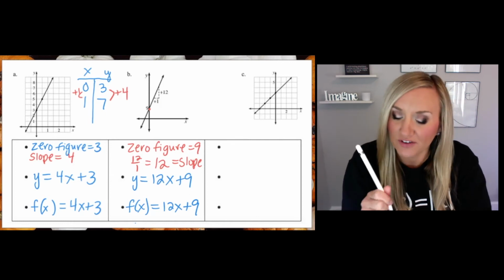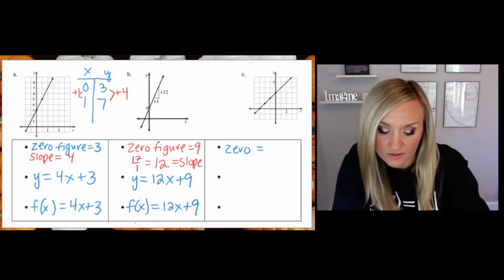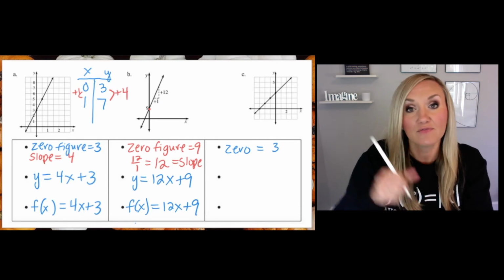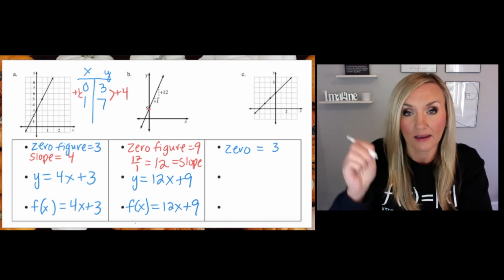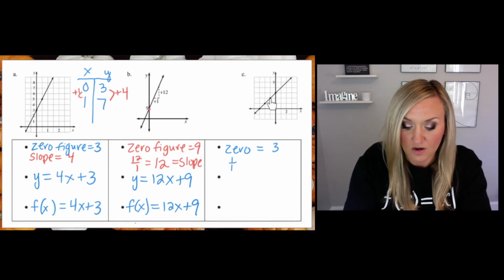Okay, so zero figure. The zero figure is 1, 2, 3. Zero figure I have is 3. And I have that this line is growing by 1 over 1. And let me show that to you. From this point to this point, up 1 over 1, right?